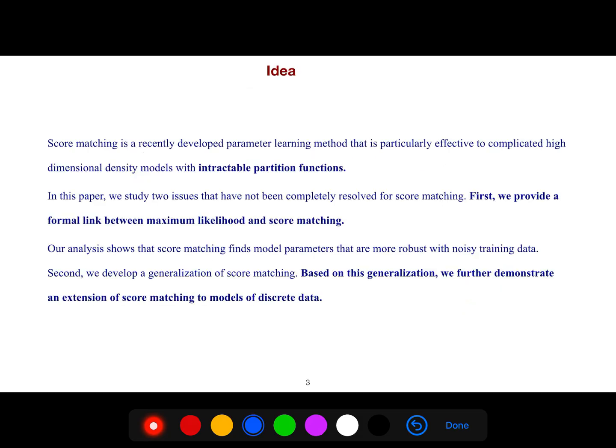Score matching is a recently developed parameter learning method that is particularly effective for complicated high-dimensional density models with intractable partition functions. In this paper, we studied two issues that have not been completely resolved for score matching. First, we provide a formal link between maximum likelihood and score matching. Our analysis shows that score matching finds model parameters that are more robust with noisy training data. Second, and the second one is very important, we develop a generalization of score matching.